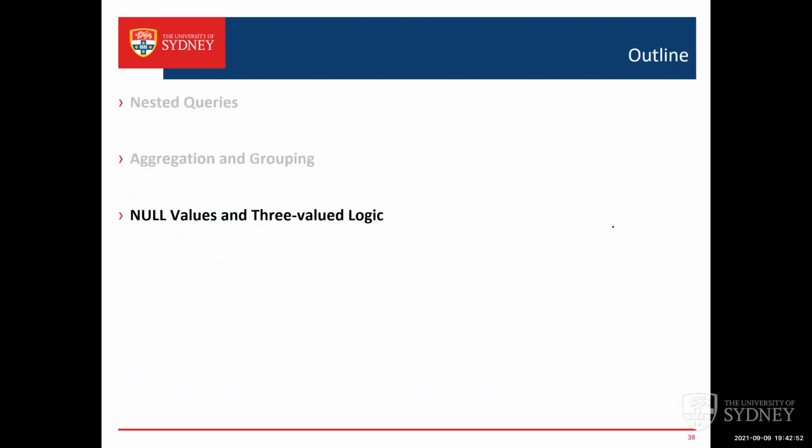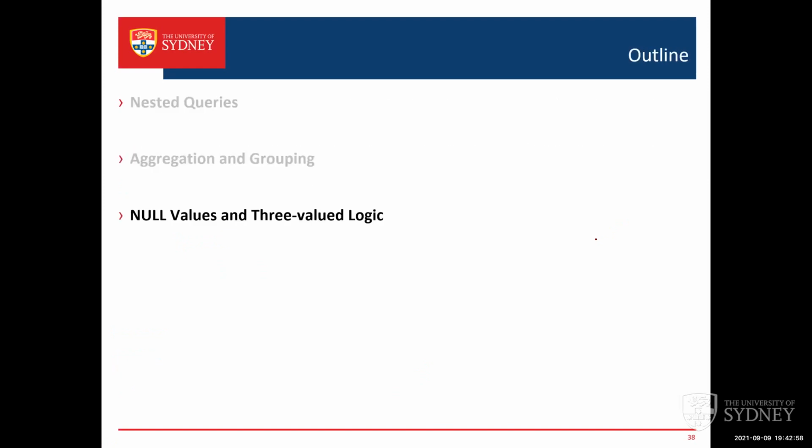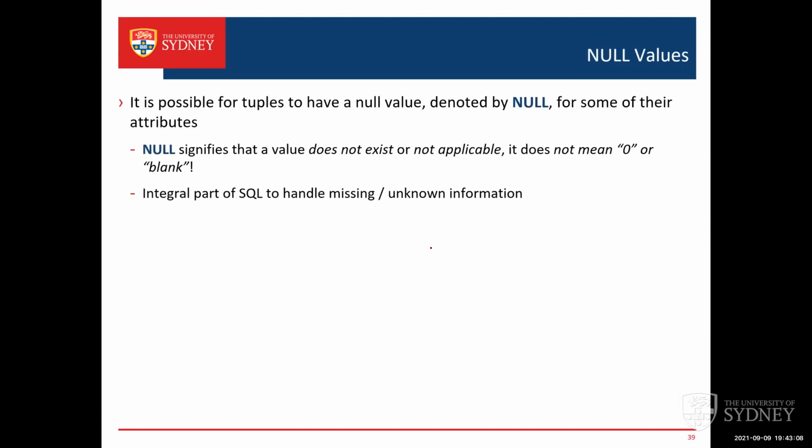Okay, last thing is null value and three value logic. The only thing is, whenever we have null, there will be some problem. So we need to just be conscious of the fact that something could be null. That is the main thing.